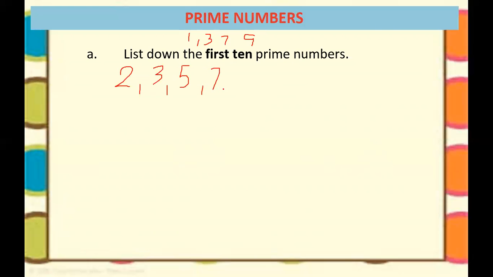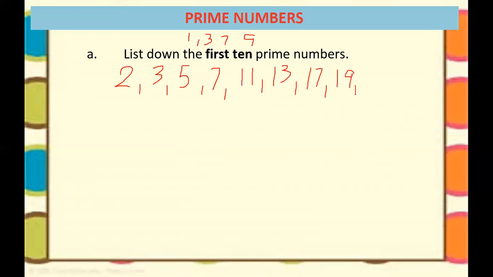And then 7, and then 9, no, because it has 1 times 9 and 3 times 3, so it has 3 factors. Yes, 3 factors. So what will be the next? Yes, 11. What will be the next? 13, and then 17, and 19.